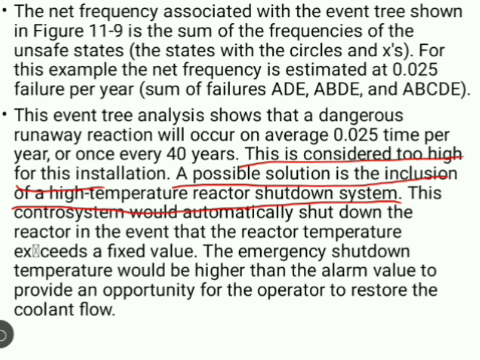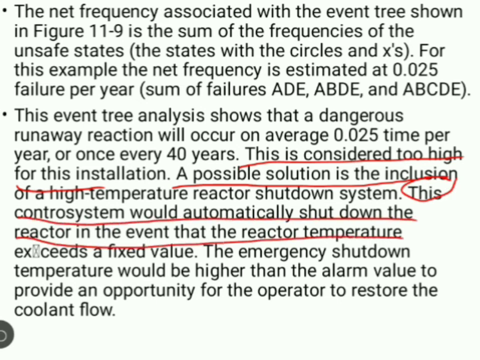So what will happen if the high temperature reactor shutdown system is installed? This control system will automatically shut down the reactor in the event that the reactor temperature exceeds the fixed value. So the emergency shutdown temperature would be higher than the alarm value provided. This is how we can give preventive measures from this event tree.